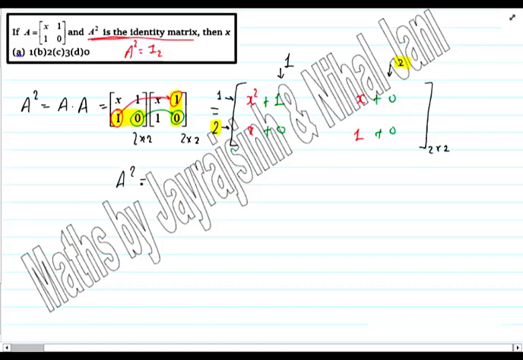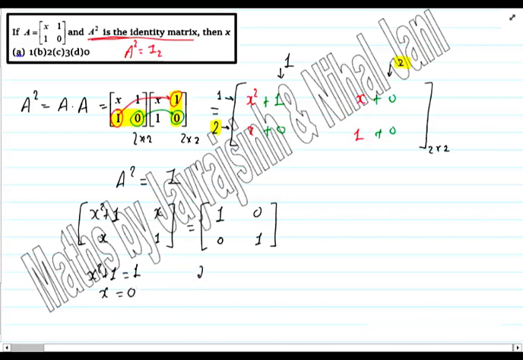Now we have to compare this A square with the identity matrix. So let's compare them. A square is x square plus 1, x, x and 1. An identity matrix, we all know, is 1, 0, 0, 1. Now let's compare. X square plus 1 should be equal to 1. So here we'll get x equal to 0. The same result will also be obtained from the other elements, right? So tada, x equal to 0 is the acceptable and final answer, option D.